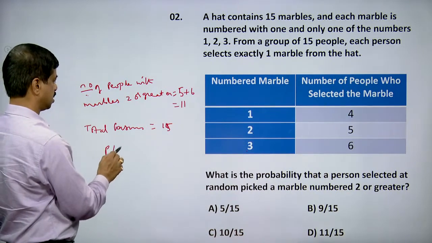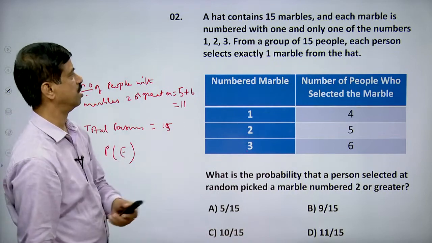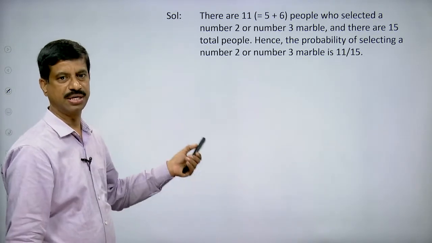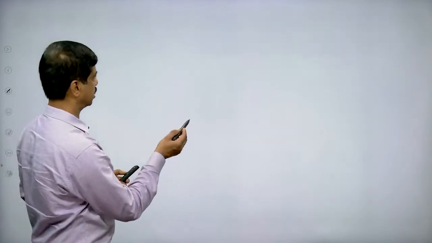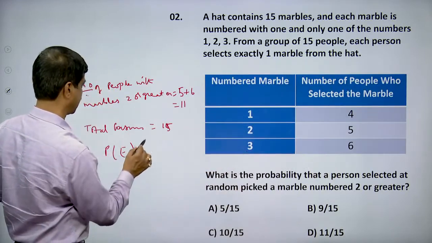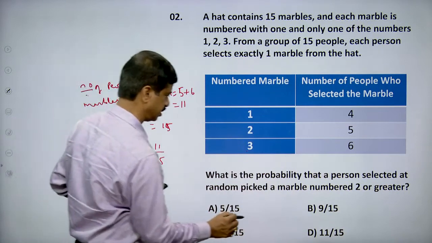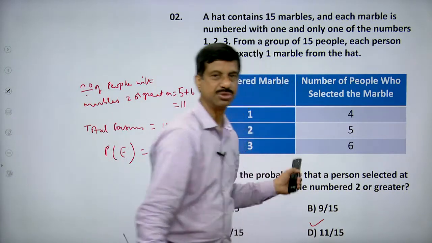So what is the probability of the wanted event? Probability is n(E) by n, that is 11 by 15. So you have option D, children. Please note it fast, quick.